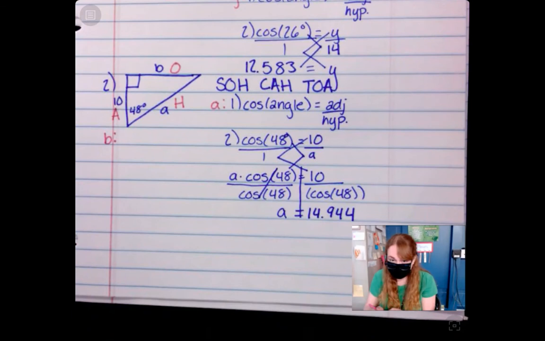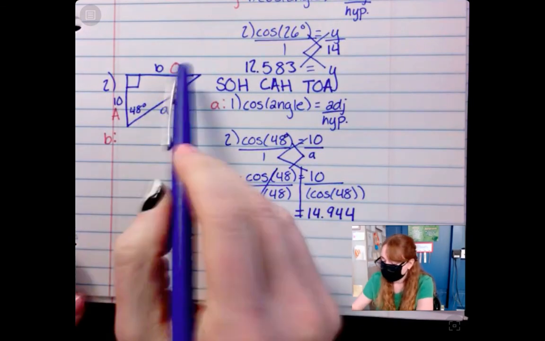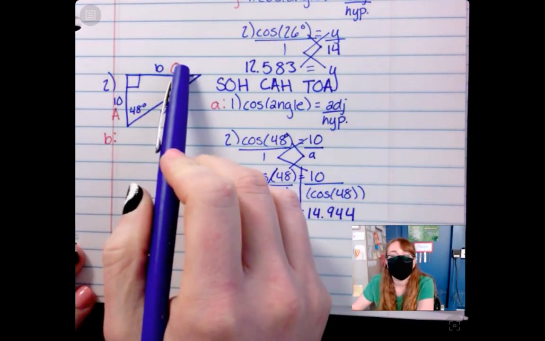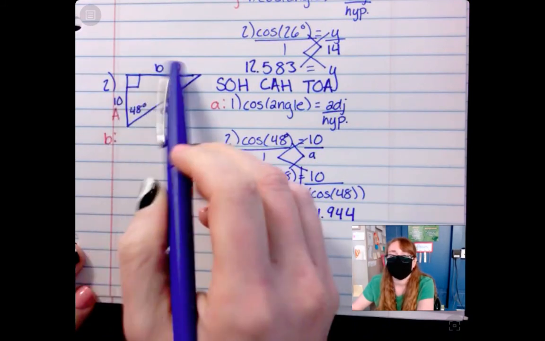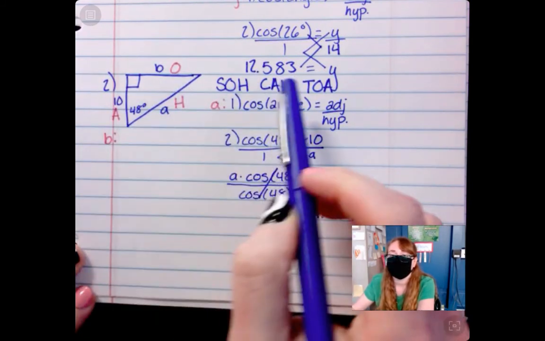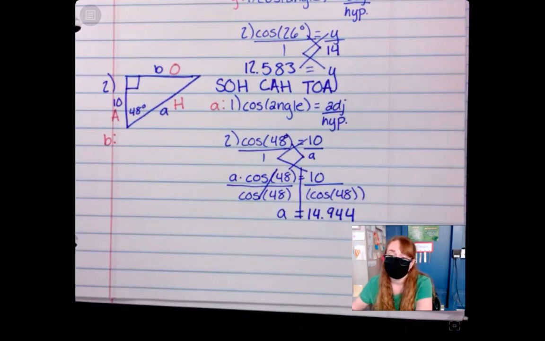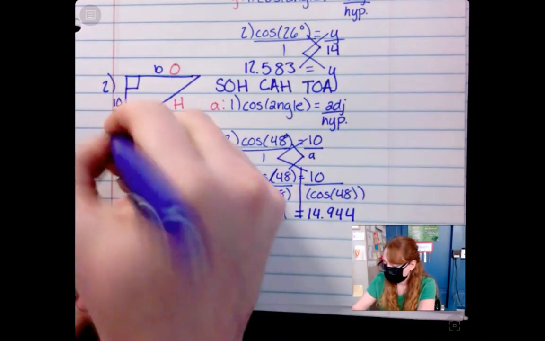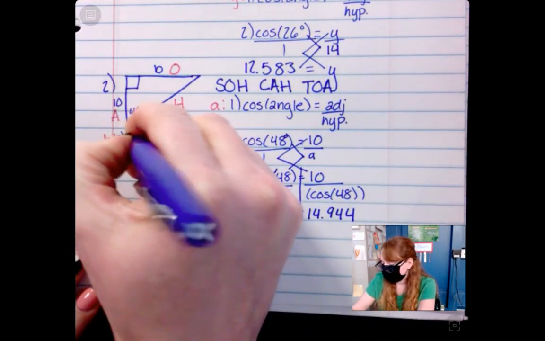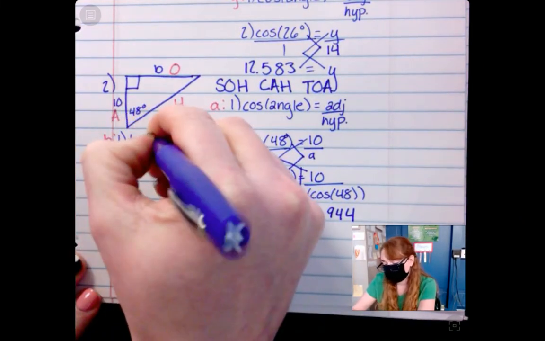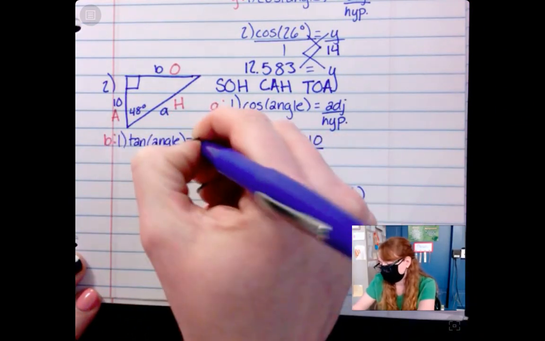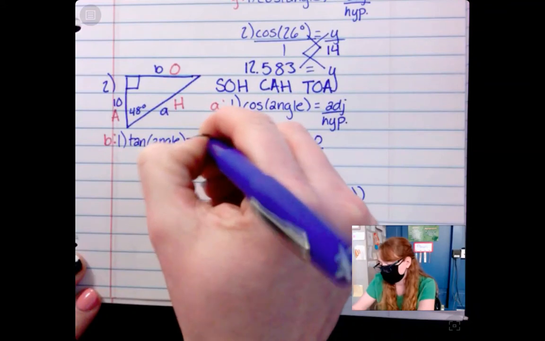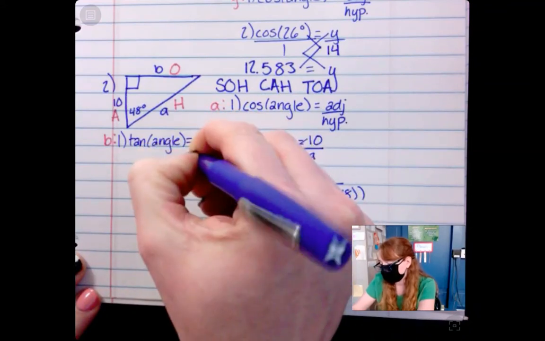B is our opposite side. So we need something with an O in it. And we are given our adjacent side. So we want a function that has both O and A in it, which is our TOA piece, or our tangent. So we're going to go ahead and do our setup, substitute, and solve. So we have our trig function of some angle is equal to its ratio. Tangent is opposite over adjacent.